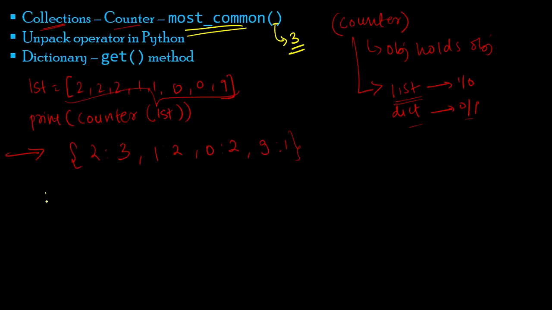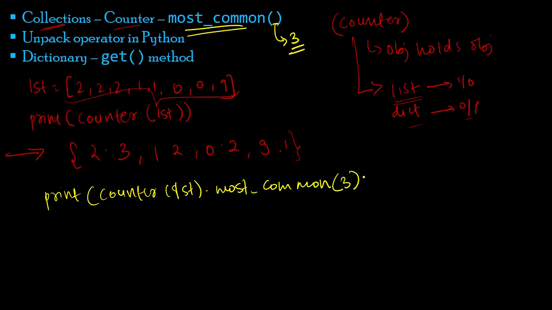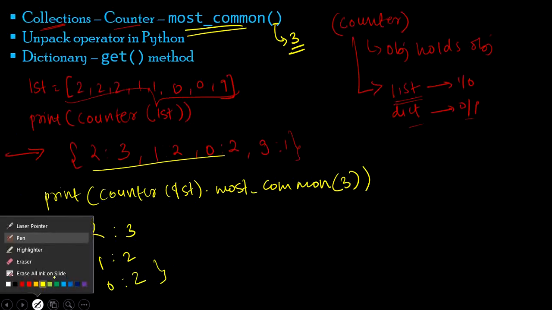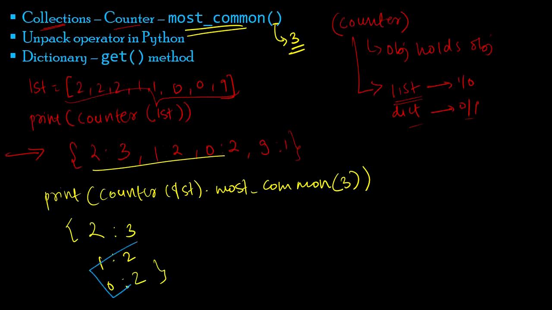So if I print the counter of the list and ask for the most common 3 characters, what I'm going to get as output is 2 with count 3, then 1 with count 2, and 0 with count 2. Here we have 2 integers which have the same count.